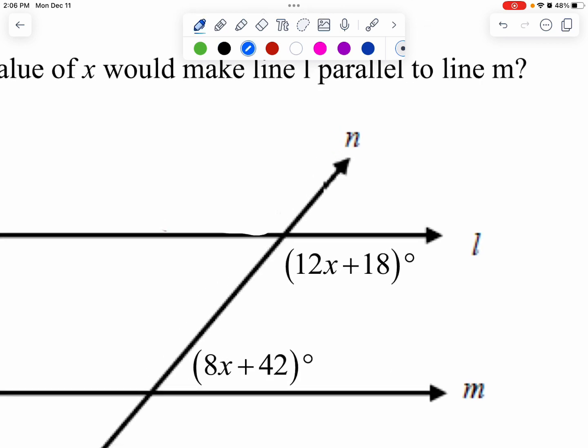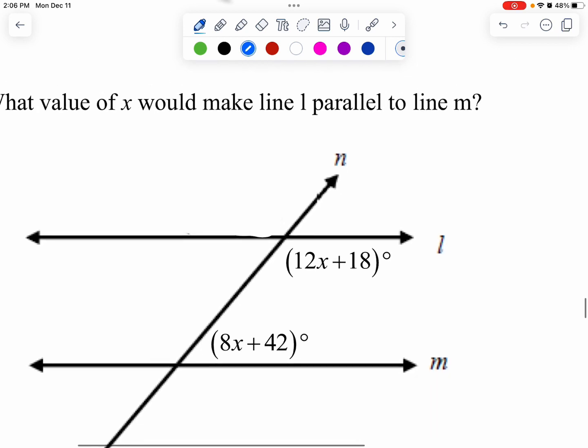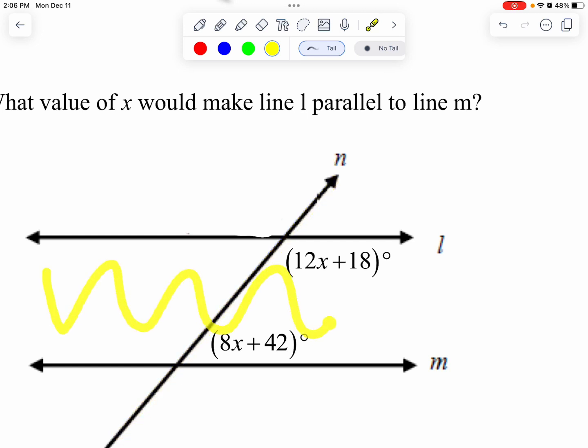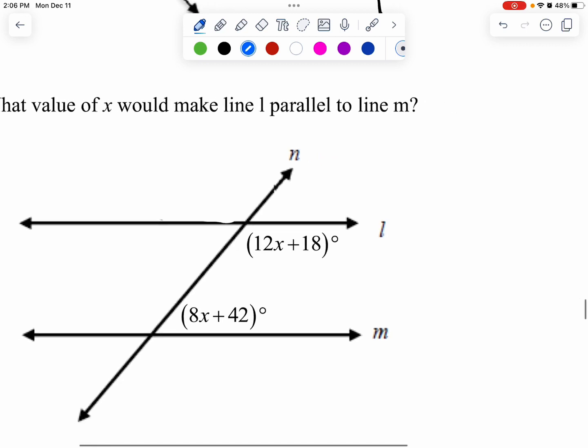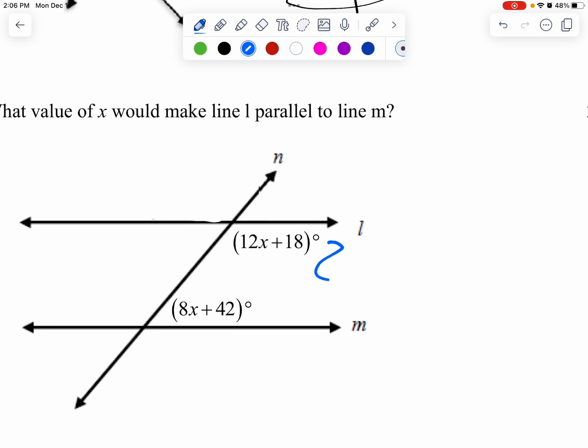These are called, what is this, same side, because they're on the same side of this line. They're both on the right-hand side. And they are interior angles. These are the interiors. The exteriors are outside the parallel lines. And if you remember, what we learned in class was that same side interiors are supplementary. Remember the S's. Supplementary means they add up to 180. So I'm going to put equals 180 because they are same side interiors.